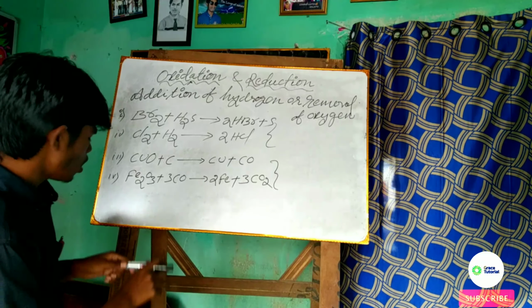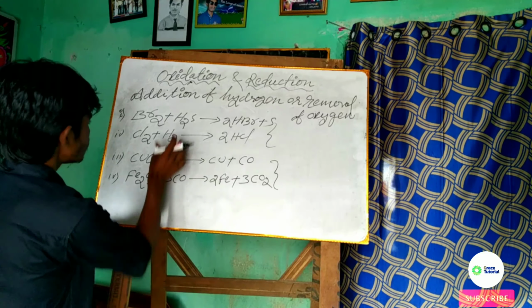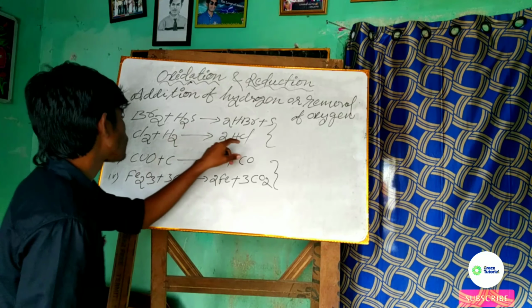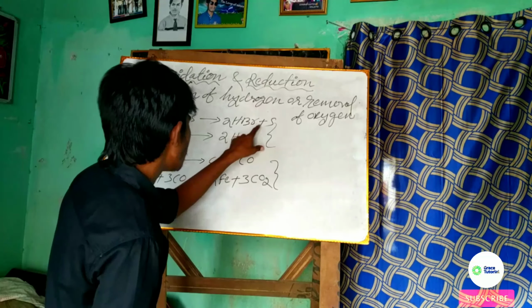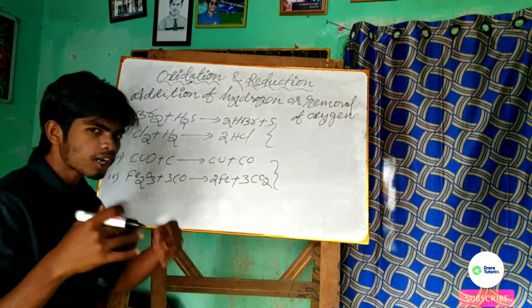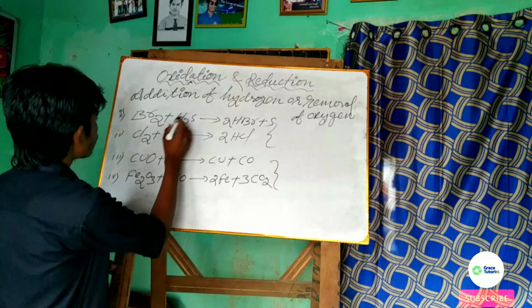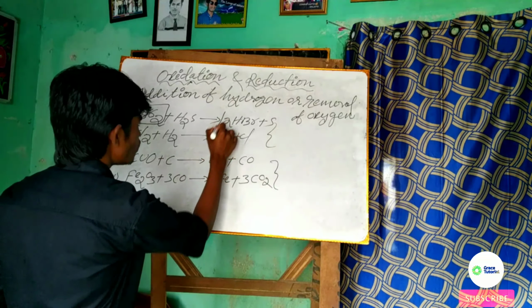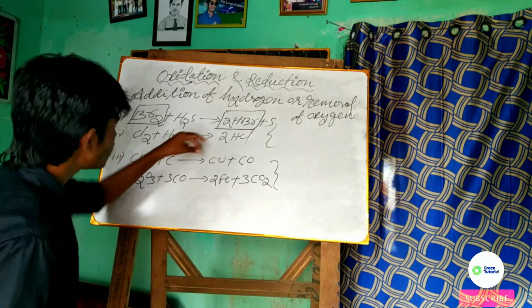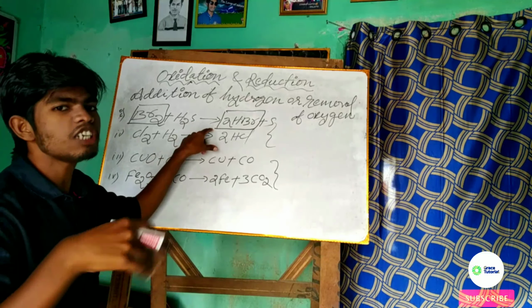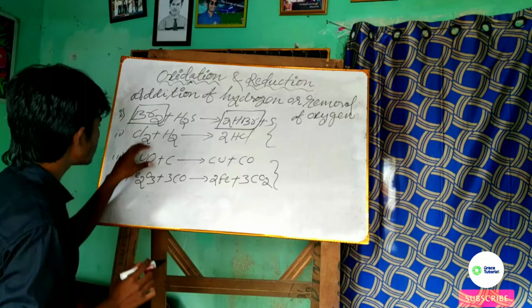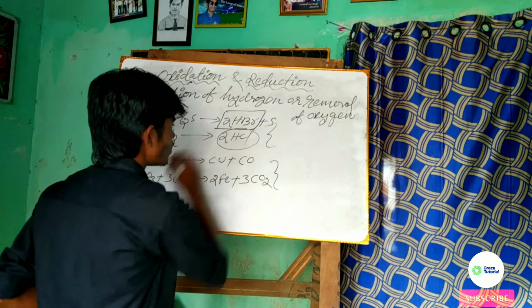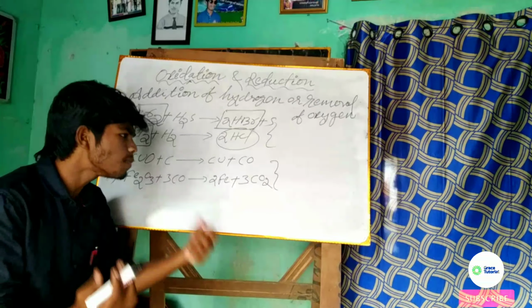Well, look here. In the first reaction, we have bromine. It reacts with hydrogen sulfide to give hydrogen bromide along with sulfur. Here we have only bromine, but on the product side we have hydrogen bromide. That means the addition of hydrogen has taken place. Similarly, here we have simply chlorine, but here we have hydrogen chloride. That means the addition of hydrogen has taken place.